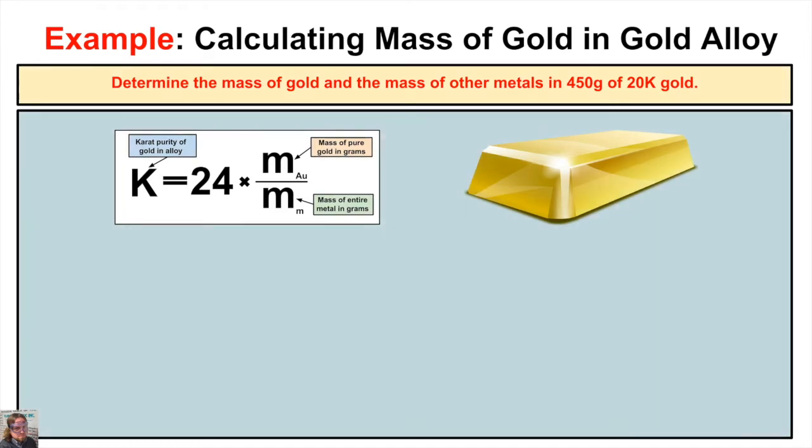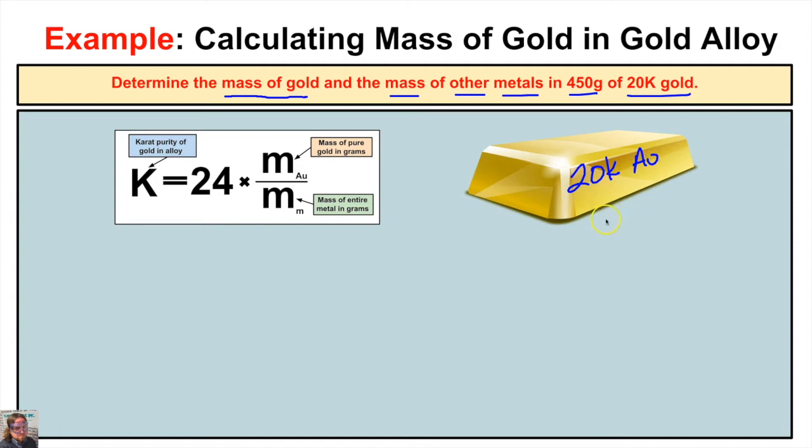In this video we are going to learn how to calculate the mass of gold that is in a given amount of gold alloy. So let's go ahead and read this problem here. It says to determine the mass of gold and the mass of other metals in 450 grams of 20 karat gold. So we have 20 karat gold right here.